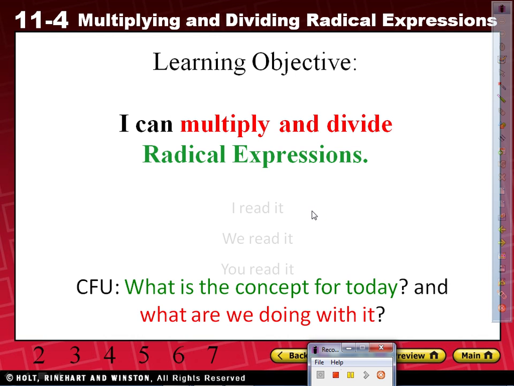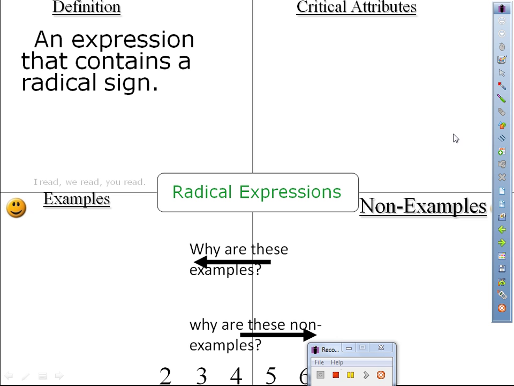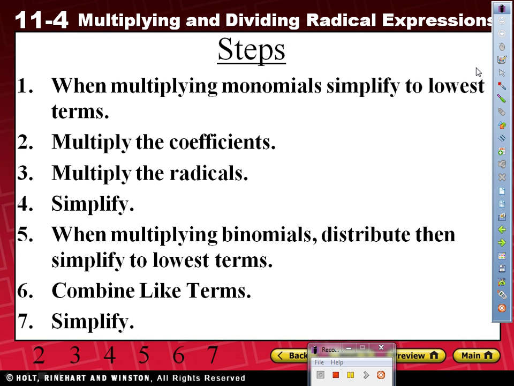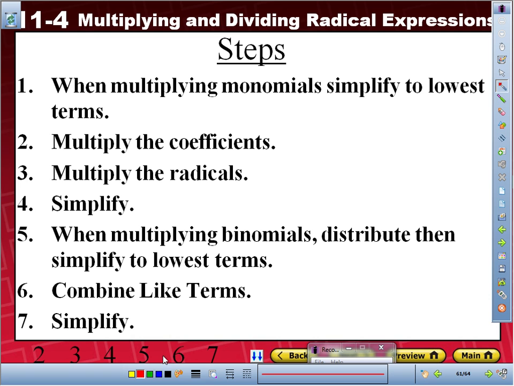So we're still on radical expressions. Last week we started with addition and subtraction. Today we're getting into multiplication and division. So with that said, we already know what they are. I gave you some steps to copy and things to look at in the steps.